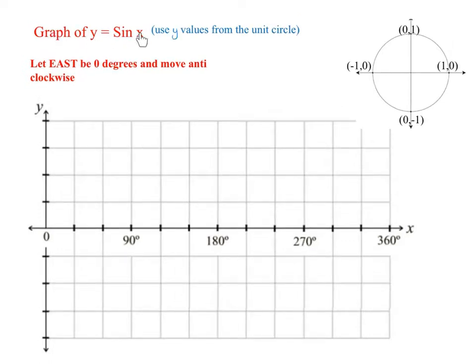Graph of y equals sine of x. So we want to use this x and y axis to draw the graph of y equals sine of x, and we're going to use the unit circle to help us. So what we're going to do is use the y values from the unit circle. So we want to start with our unit circle and label our y values.